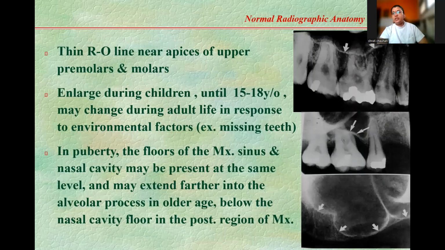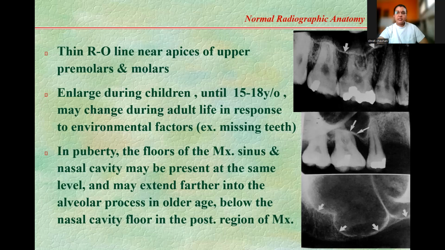Whenever we take a radiograph of the premolars and the molars, that is where we find the maxillary sinus. When we're talking about the posterior region, anteriorly I will come to after this. Right now we are seeing the posterior region, so it is near your premolars and your molars. Okay, let's read this out. It is a thin radiopaque line near the apices of the upper premolars and molars.